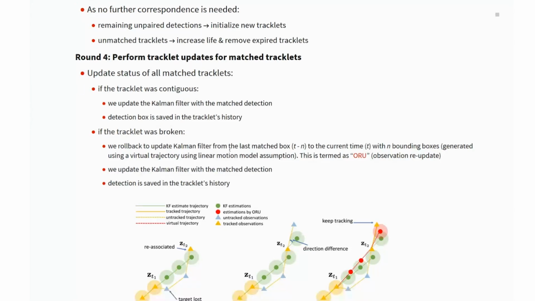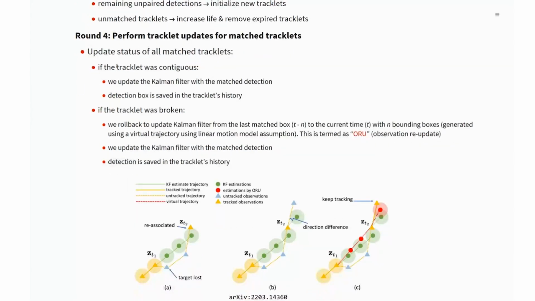But the interesting part of the algorithm, which makes it quite powerful, is what happens when we update the status of the tracklets. If the tracklet was already contiguous, we just get this measurement state, update our Kalman filter parameters, and then the detection on the green box is saved in the tracklet's history.